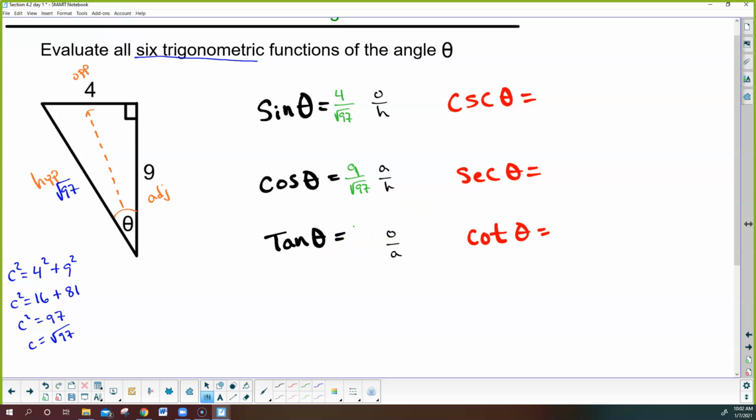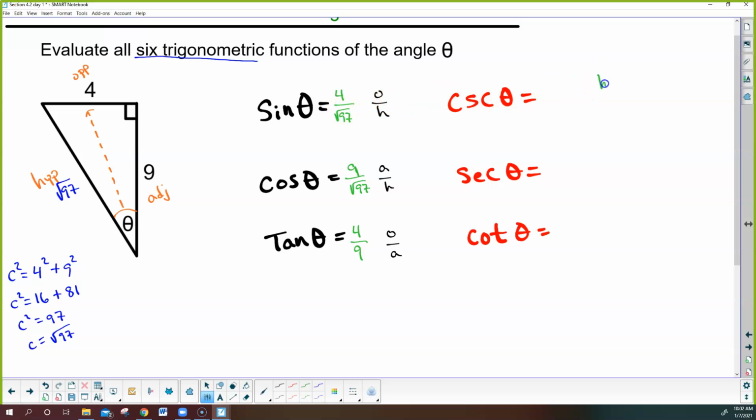The opposite is 4, and the adjacent is 9. So we don't really like the way the sine and cosine ratio is written right now, but don't change it yet. The reason why is because if I know sine, cosine, and tangent, their reciprocals are really quick and friendly. So what is cosecant?